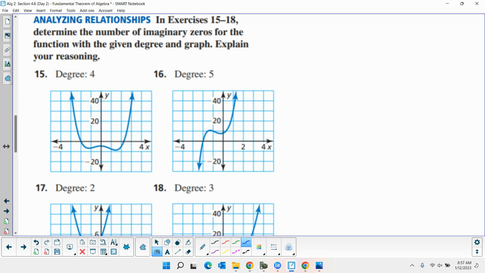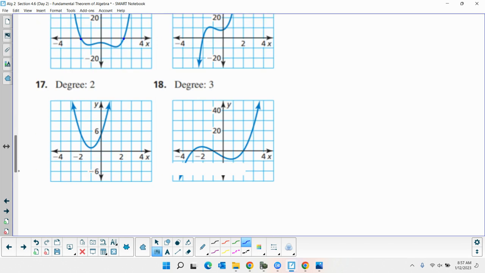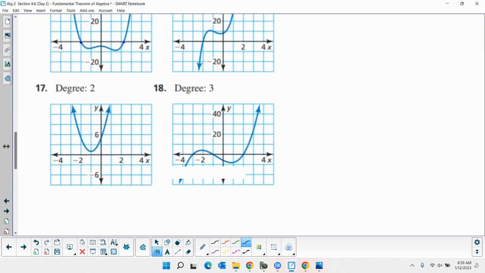All right. So the degree is 4, and you see 2 of them, right? So how many are imaginary? 2. All right. This one, the degree is 2, and it doesn't hit at all. So they're both imaginary. That's all you have to do is look at it, right?